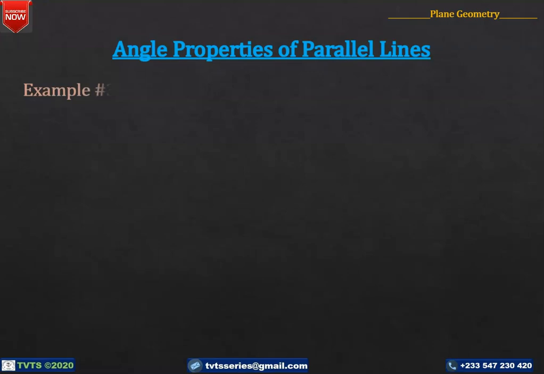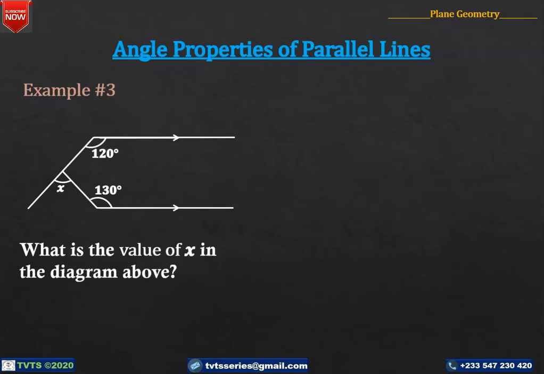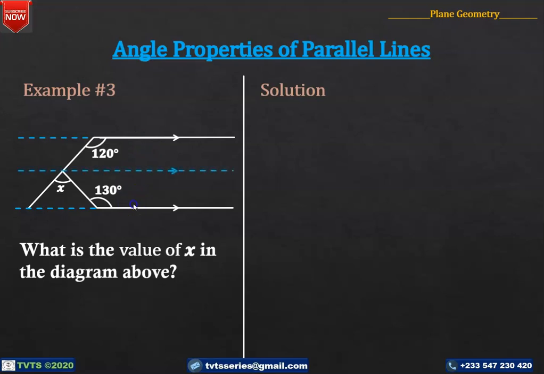Example 3. What is the value of x in the diagram above? Solution. Let's think a little outside the box by extending the parallel lines. Let's also introduce a third line parallel to the first two. And let's assume that this angle is W and this angle is Y.